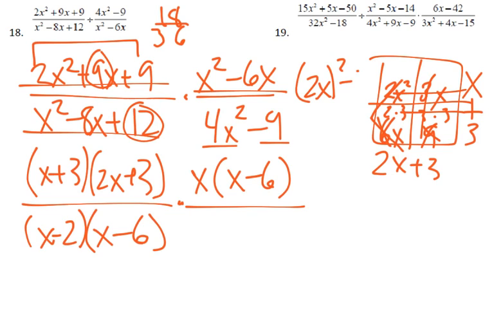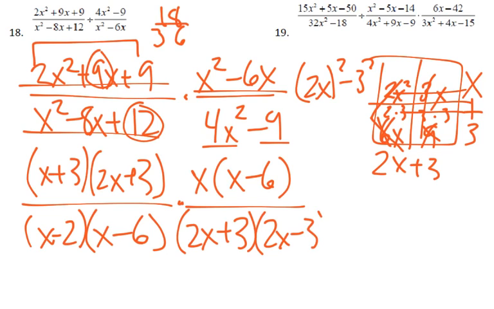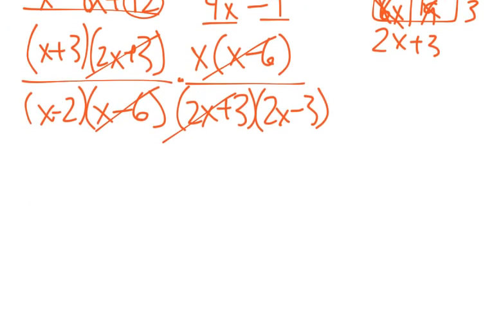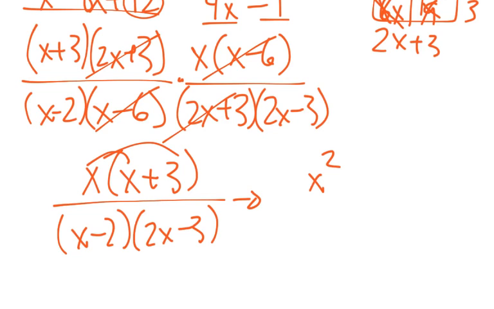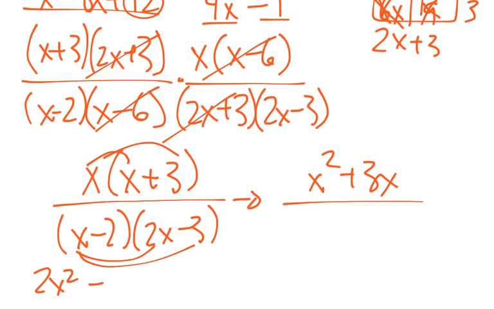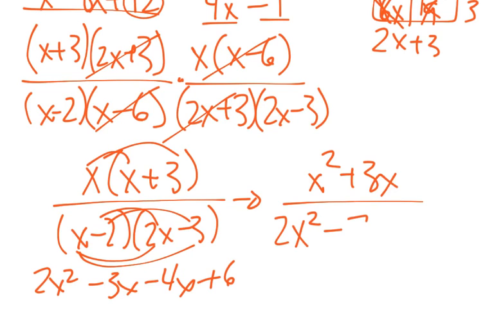that's the perfect square, that's like 2x squared minus 3 squared, so it would be 2x plus 3 and 2x minus 3. So those cancel and those two cancel, leaving us with x times x plus 3 on the top over x minus 2 times 2x minus 3, which you could leave like that, or once again you could simplify, distribute, you get x squared plus 3x over 2x squared minus 3x minus 4x plus 6, or 2x squared minus 7x plus 6.